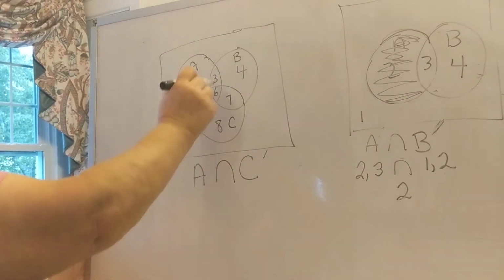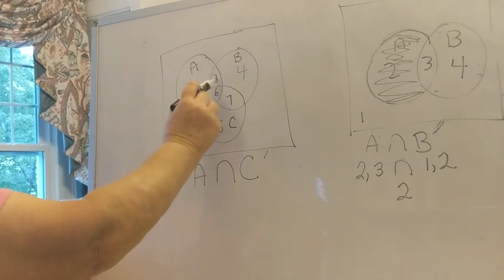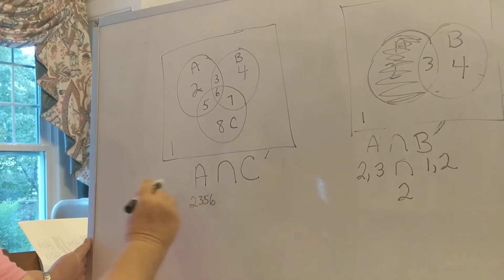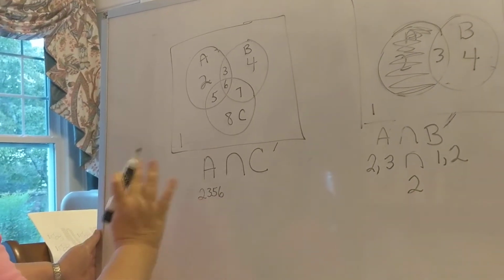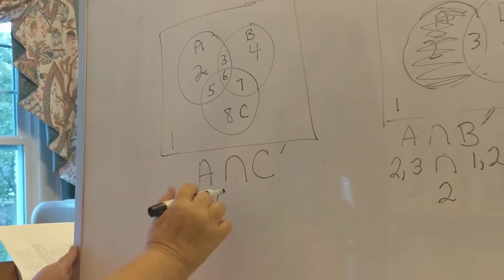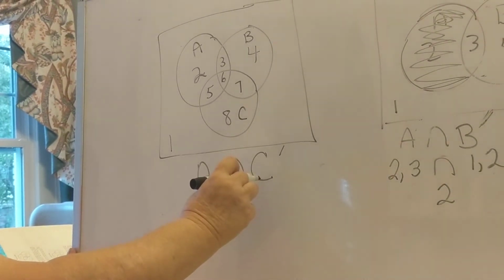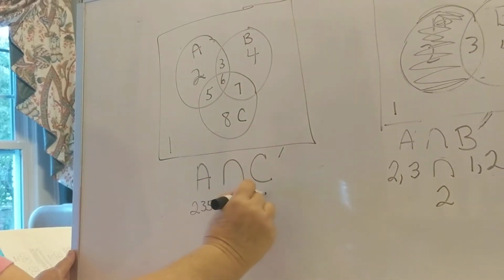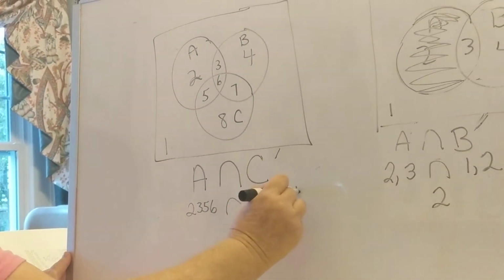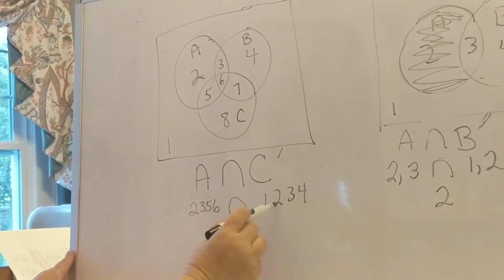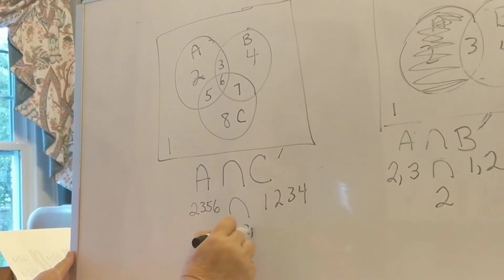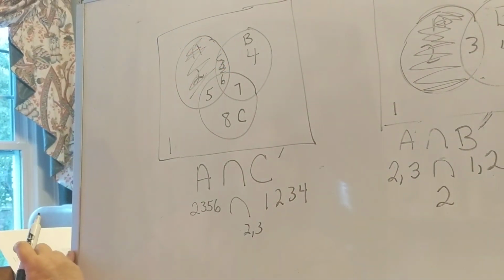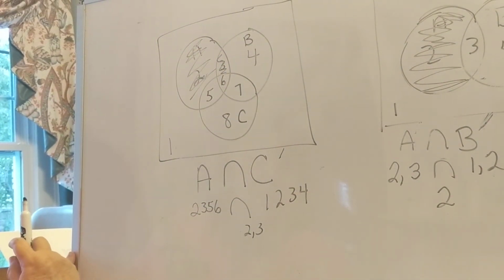What all is in circle A? I see 2, 3, 5, and 6. All of those are in circle A. Again, I'm just writing this for me. It's not a list, it's not a set, it's not called anything. And then the things that are not in circle C. Anything not in circle C is 1, 2, 3, 4. All right, I can see that they both have 2 and they both have 3. So, this would be your shading. Those are the ones that are in A, but they're not in C.